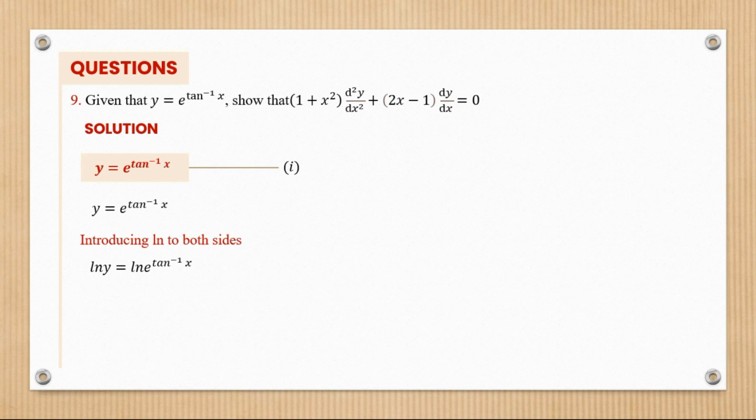But remember that wherever we introduce a ln and there is an e, the e is eliminated. So we'll actually be left with ln y is equal to tan inverse of x. Now, we're going to differentiate both sides.